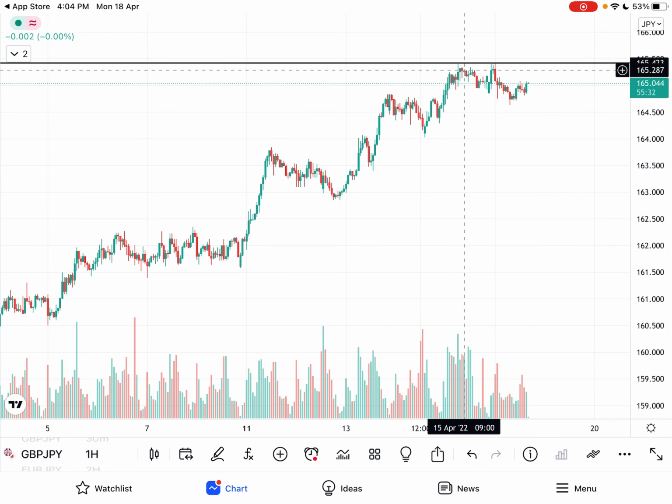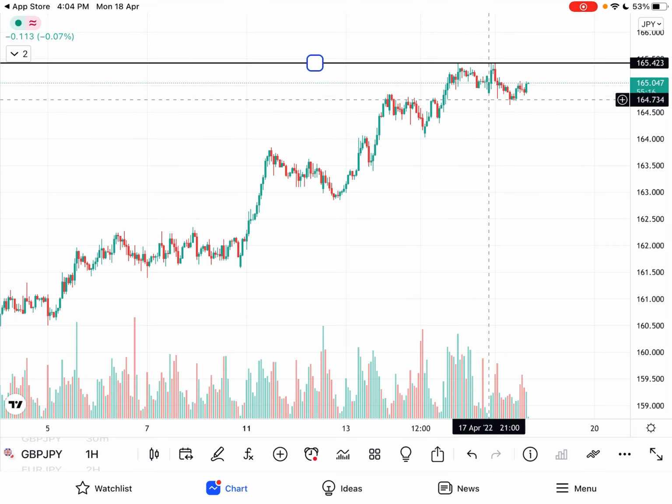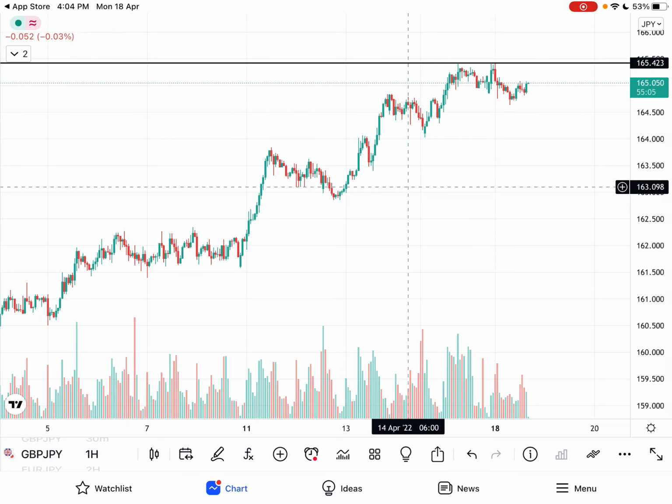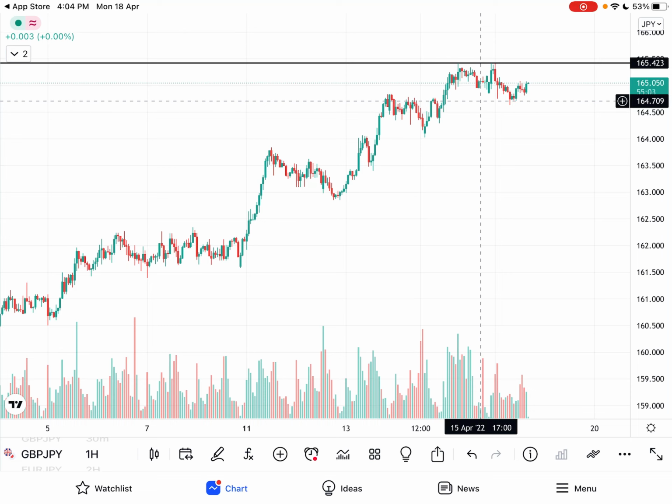Meaning, around this point where I have the crosshair, that's 15th April 2022. You can see the market came to this high, and then from there it dropped, started coming down, started falling. Then on 17th April, we see the market started rising again and it comes back to that same top we had some days back. And when it got to that same top, what happened? The market started dropping.